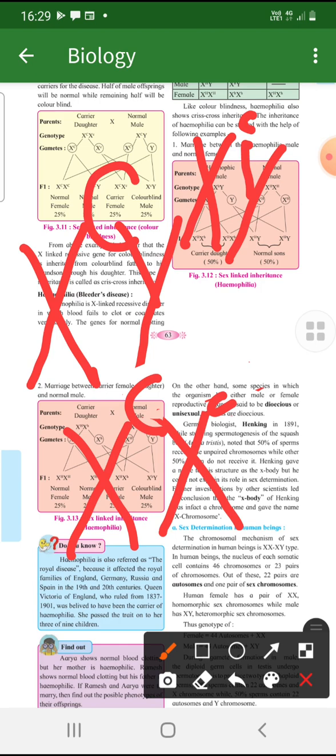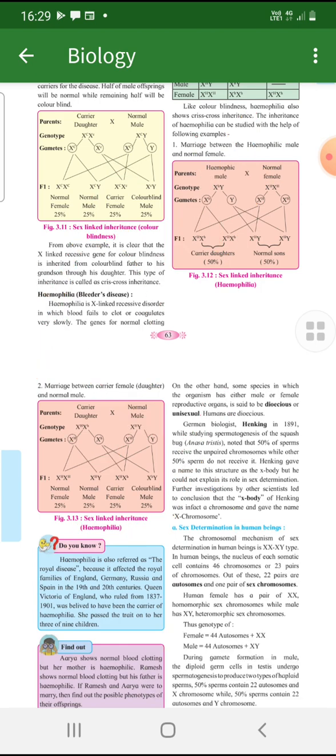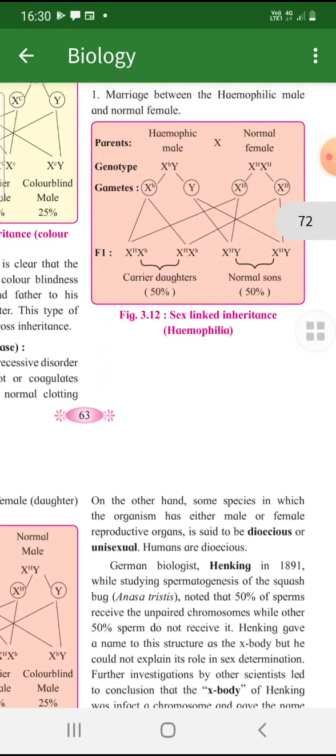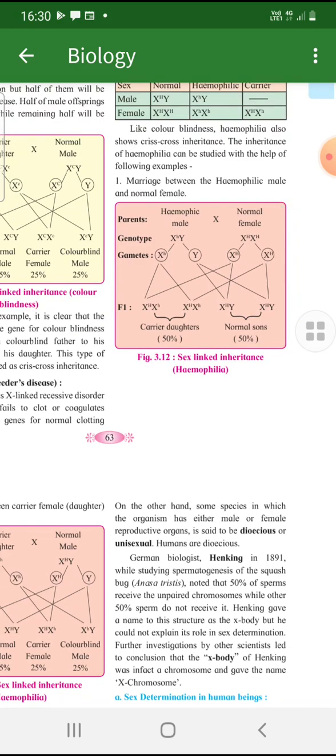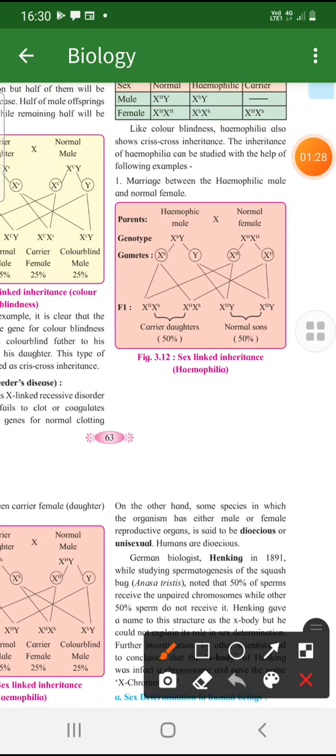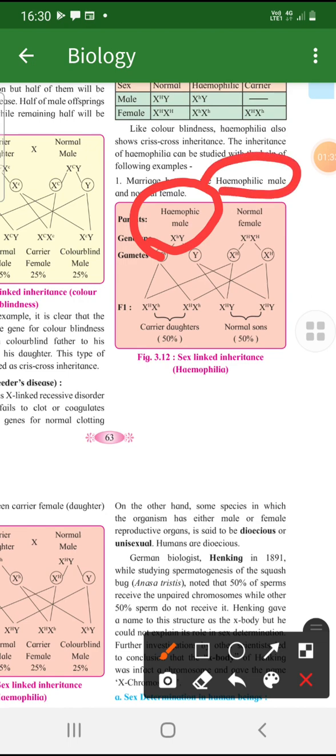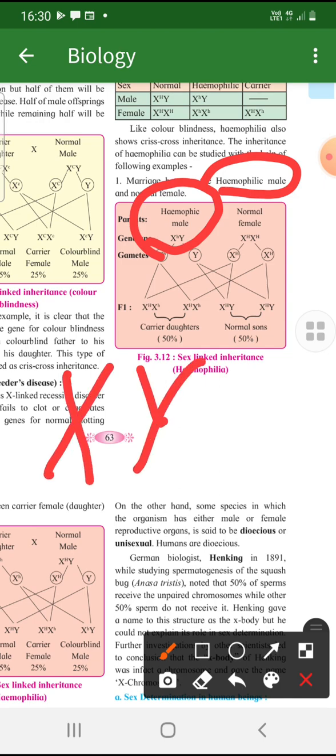So in the same way, you can do the second crisscross inheritance, that is the transmission of characteristics from grandparent to grandson. So this is a hemophilic condition. Hemophilic condition is the condition when the person's blood doesn't clot, so it's a bleeder's disease. So X and Y, this is for male, but if a boy is hemophilic or a disease person, the person will have small h.